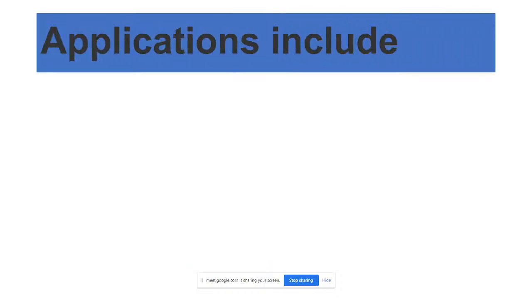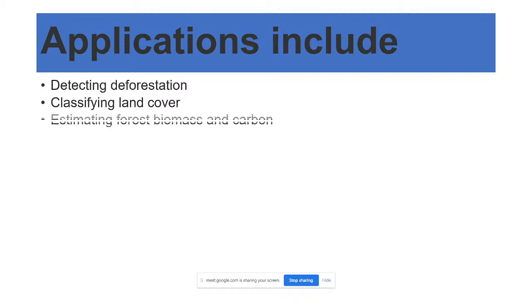Now, applications of the Google Earth Engine platform. There are a lot of applications. Any type of remote sensing analysis we can do using Google Earth Engine very quickly and efficiently. Here I mentioned some applications. We can use it for detecting deforestation, classifying land cover and land use maps, and estimating forest biomass and carbon.